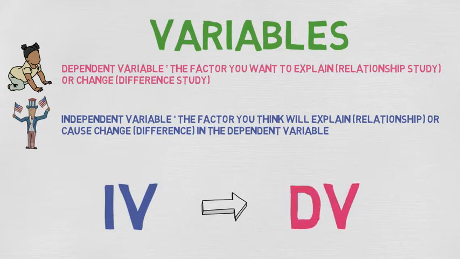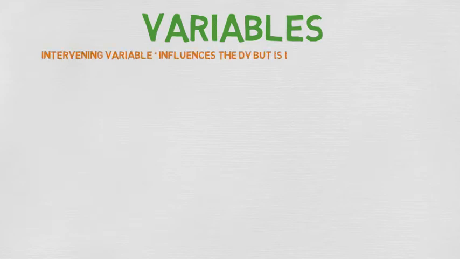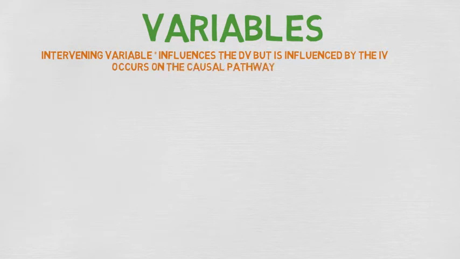There are other types of variables that can be present or add bias or uncertainty to the relationship between that dependent and independent variable. They're not always present in a study, and sometimes it's hard to determine if they are in fact present. They include things like an intervening variable. An intervening variable is a variable that influences the dependent variable and is itself influenced by the independent variable. So it occurs on the causal pathway between the independent variable and the dependent variable.